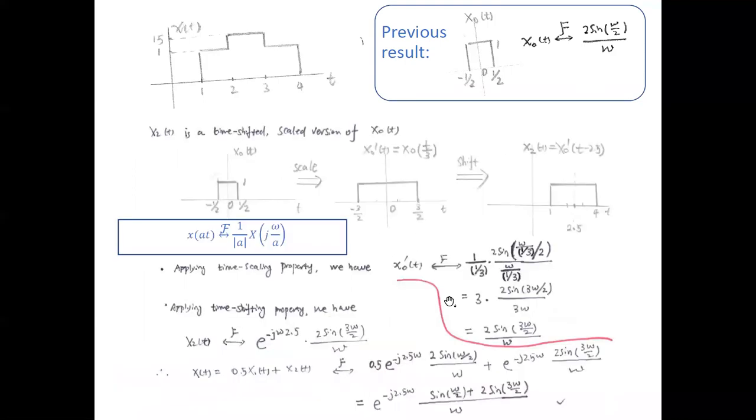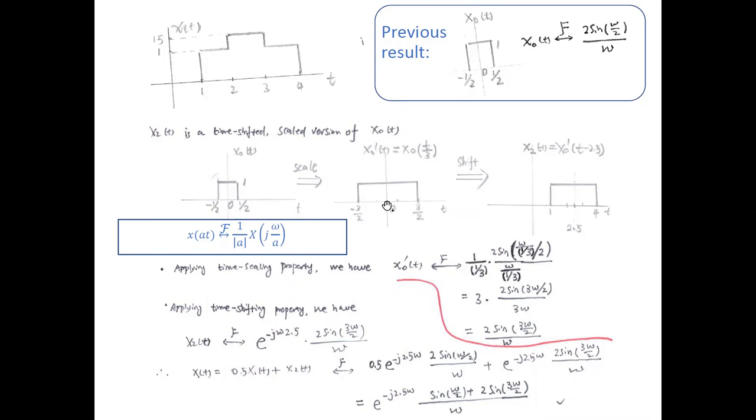So what about x2(t)? Actually, x2(t) is a two-step time operation on x0(t). The first step is to expand x0(t) 3 times. Originally x0(t) is from minus 1/2 to 1/2. After the expansion, we change t to t divided by 3, and therefore it is expanded 3 times, so from minus 3/2 to plus 3/2. We denote this signal as x0 prime of t. And then x0 prime of t is shifted by 2.5.